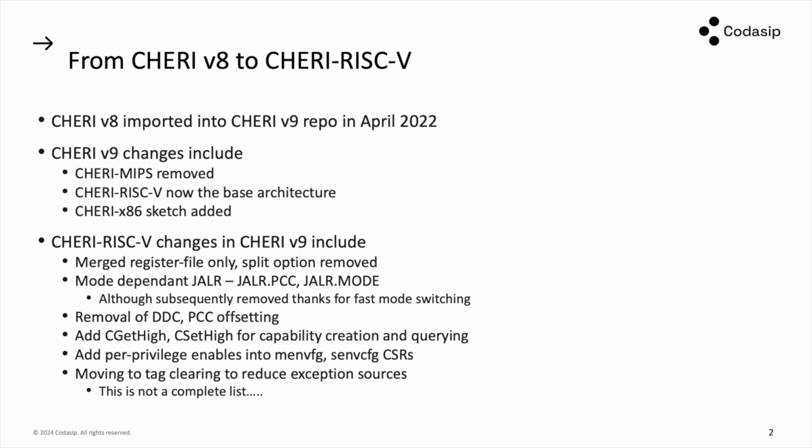So it was the merged register file only. There's no more split option. JLR.mode. What have we called it? Okay, yeah. So a few changes in CHERI v9, such as the mode-specific jump, which we subsequently removed, DDC, PCC offsetting, and capability inspection instructions like get high and then set high to set it up so it's easier to load a capability from memory and such like. Per privilege enables and various other things changed there.